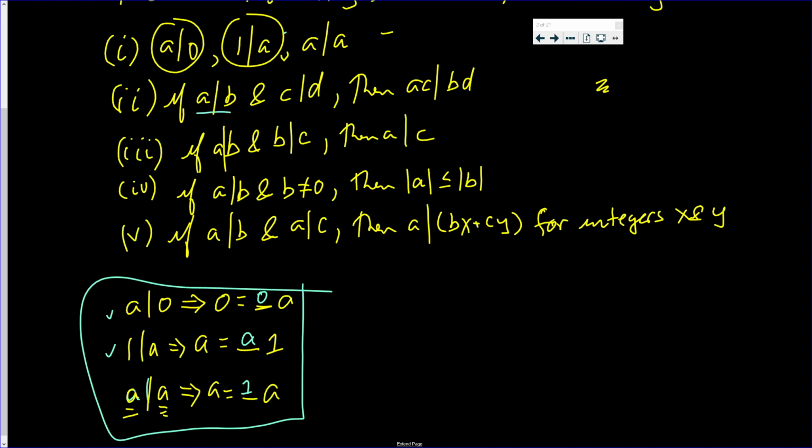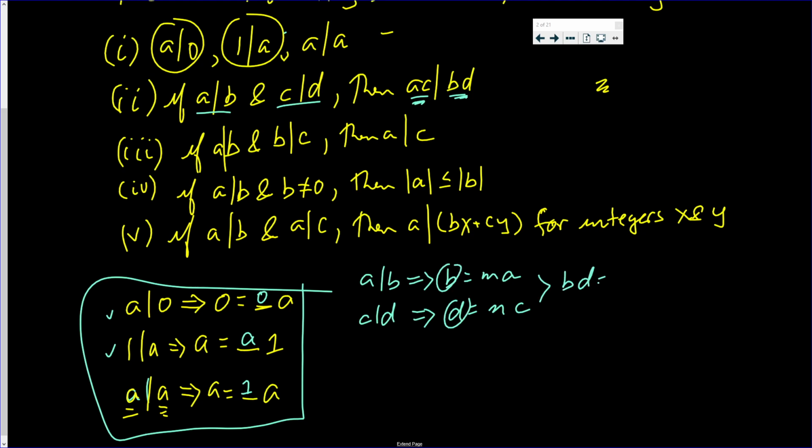For the second one, it says if a divides b and c divides d, then ac divides bd. Well, a divides b means b is an integer multiple of a, say m times a. And if c divides d, that means d is an integer multiple of c, say n times c. Now I see a, c, and b, d. Let me multiply them. b times d is ma times nc. But now I even get my ac.